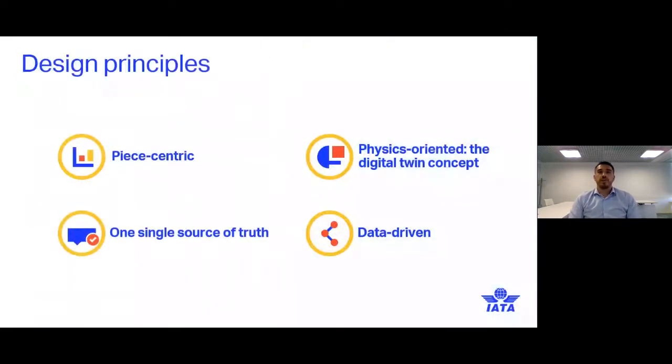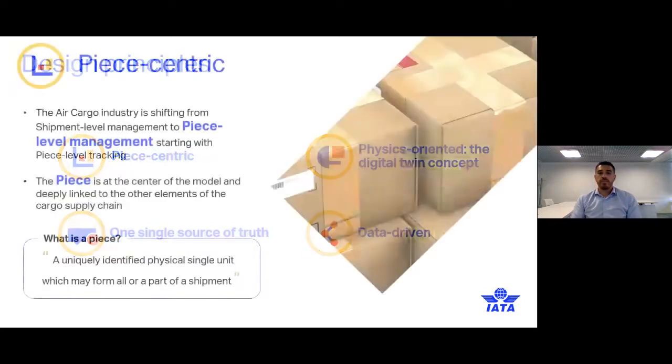So to answer these requirements, we have built the data model based on four main design principles. The first one is that the data model is piece-centric. Then it is physics-oriented, meaning that we applied what we call the digital twin concept. Then there is only one single source of truth in terms of data. And of course, the data model is data-driven, as opposed to the document-driven world that exists today.